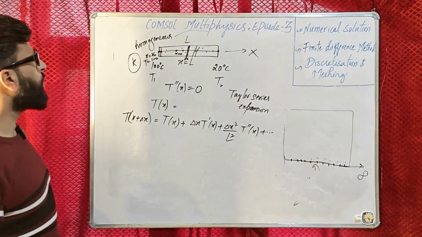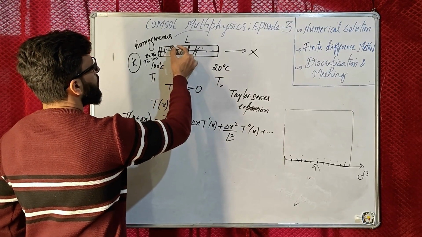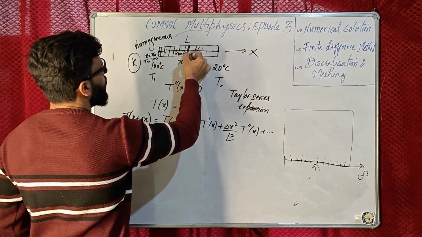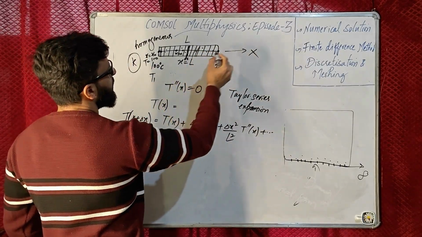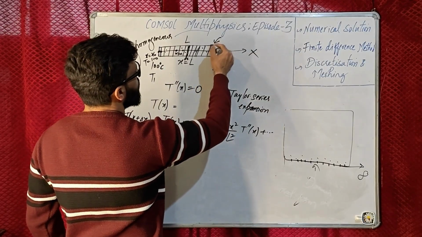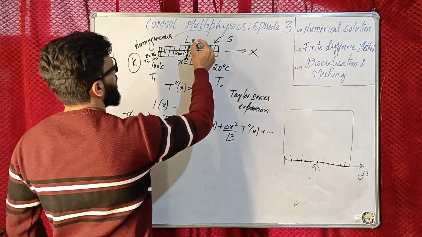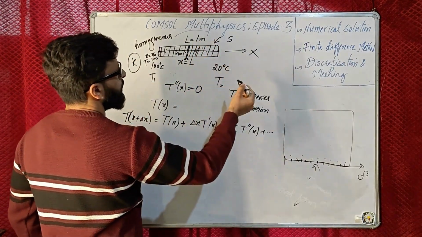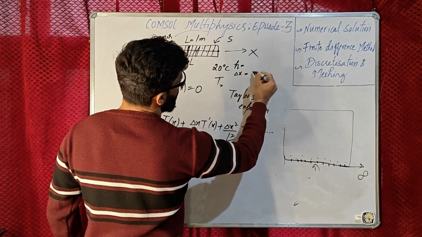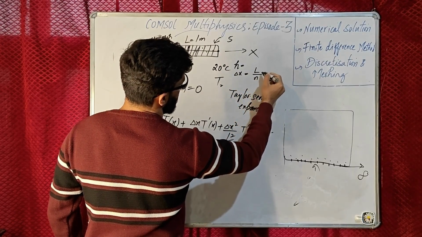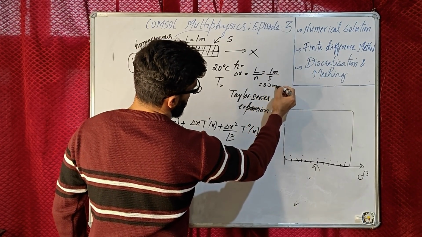How do we know this delta x? Since our length is L and we want to divide our rod into smaller elements, and the number of elements we want is, suppose, 5, and the length L is, suppose, 1 meter, our h or our delta x is equal to total length divided by number of elements. Total length is 1 meter, number of elements is 5, which means 0.2 meter is our delta x.